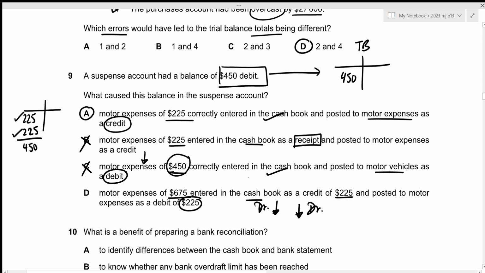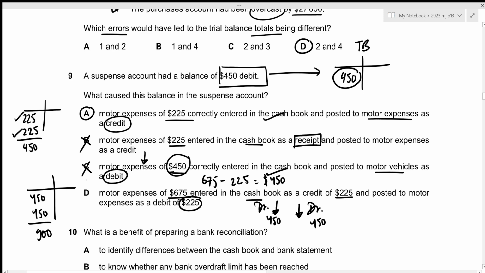Okay, let's figure out the understated amount. That's 675 minus 225, which results in 450. But the 450 has been understated twice. So in order to rectify this error, we have to record 450 twice on the debit side, which would have resulted in 900 and not 450. So again, this is incorrect.